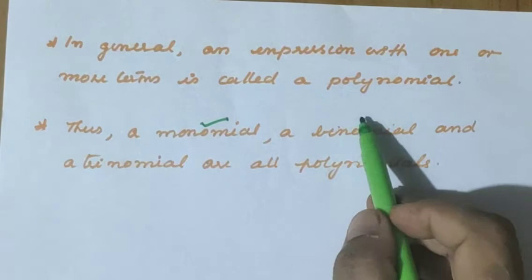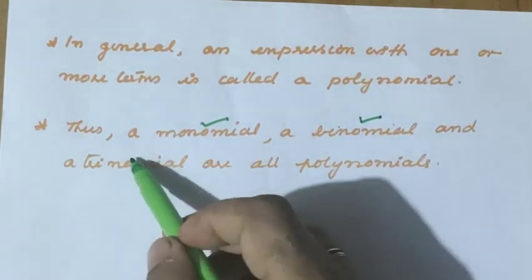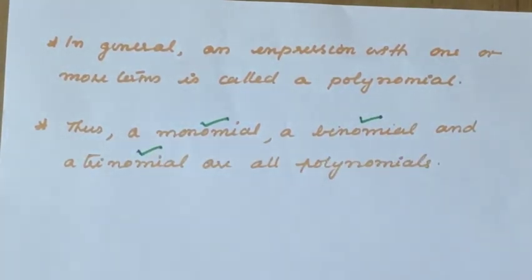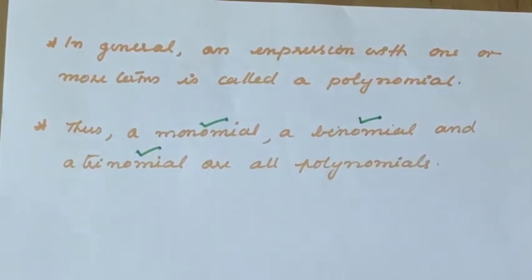When there are 2 terms, we call it a binomial. When there are 3 terms, then we call it a trinomial. Even if all are polynomials only, specifically for the first 3 cases, they have given the specific names. So the general category is all called polynomials only.